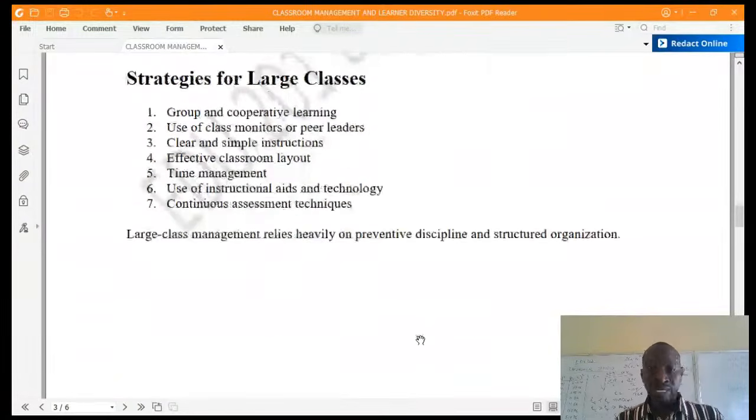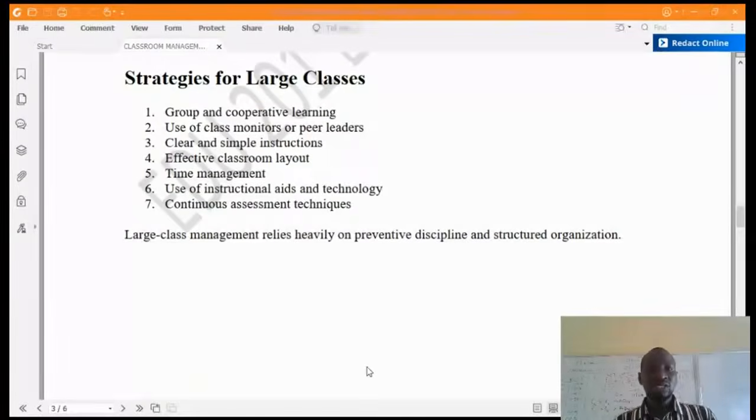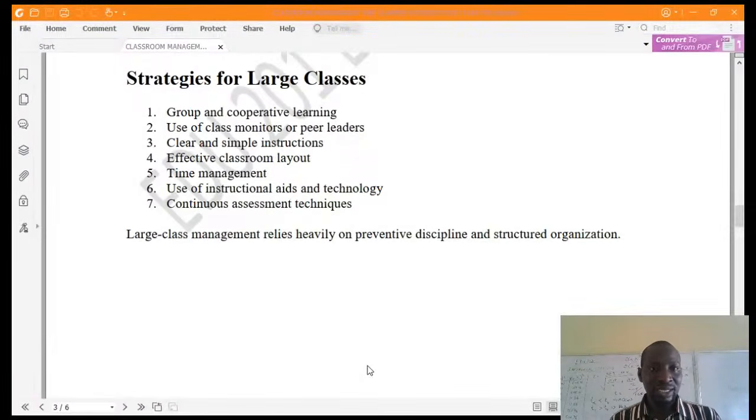But there are strategies that can help you manage large classrooms. When I say strategies, ensure that they engage in group activities or cooperative learning in the classroom. Then monitor them. Use peers to monitor one another, or you go around whenever you give them group tasks. Then you set simple and clear instructions that they have to follow, and time management is key. Let them see that you are time conscious and you know what you are doing.